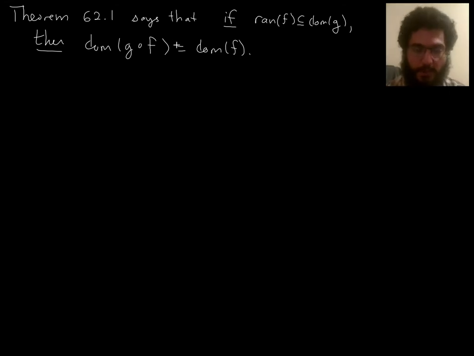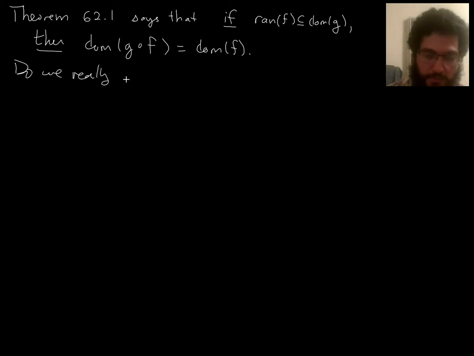So first observation, theorem 62.1, just rewritten with f's and g's rather than s's and t's, says that if the range of f is a subset of the domain of g, then the domain of g composed with f is the same as the domain of f. So my question then is, do we really need this hypothesis? Do we really need range f subset domain g for this to work?